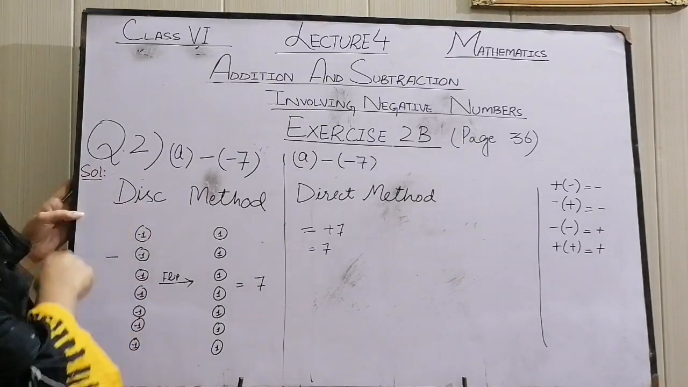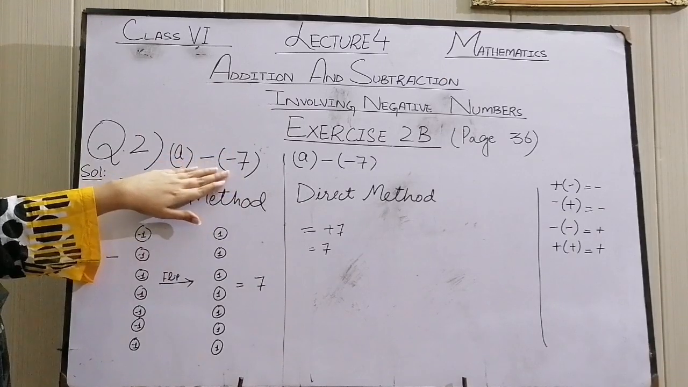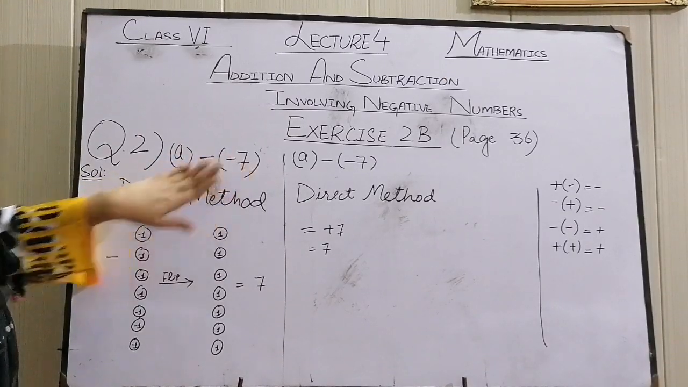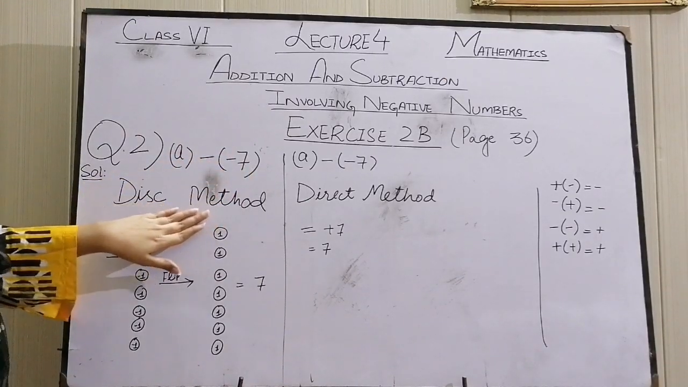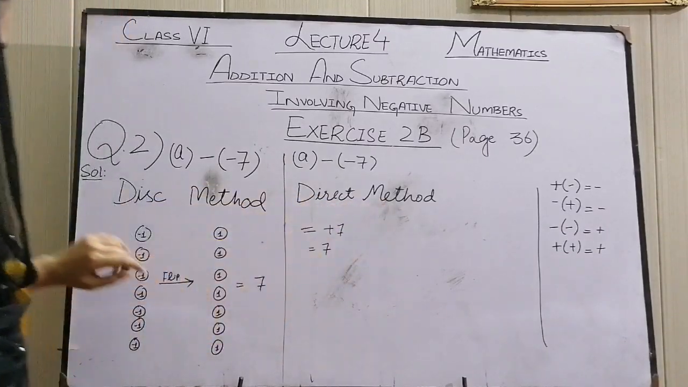In question number 2, we have to do subtraction involving negative numbers, and the first part is minus minus 7. I have done this question using both methods, disk method and direct method.